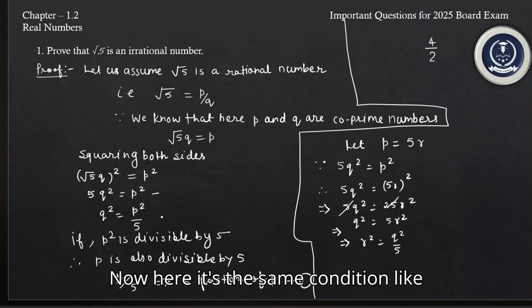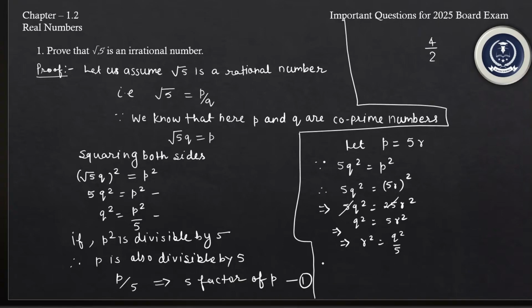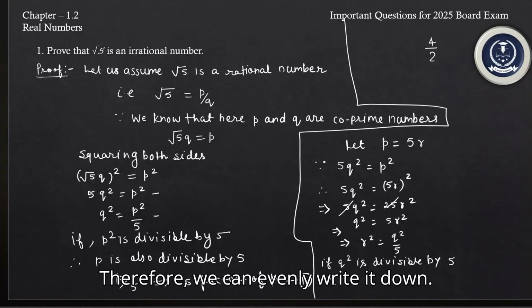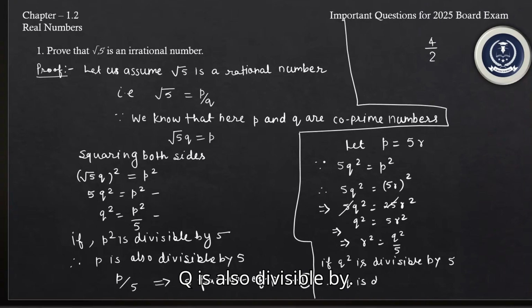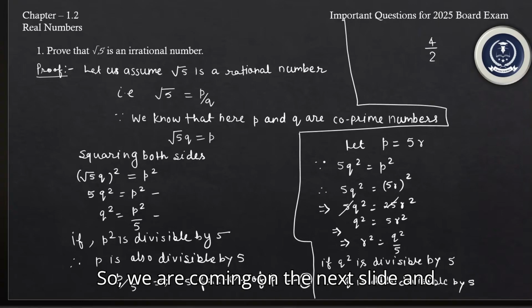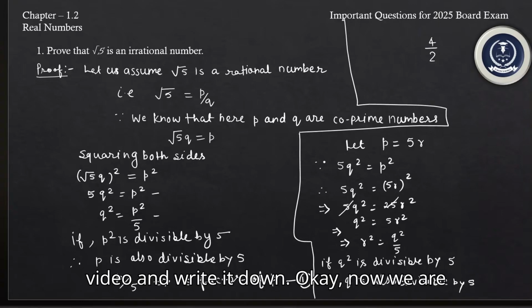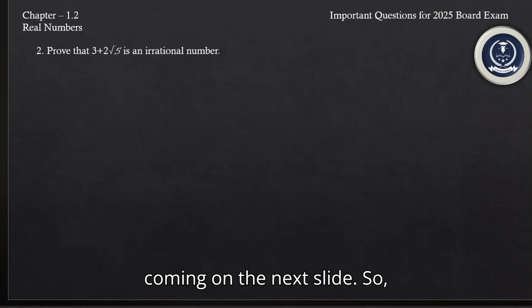Now here it's the same condition as before. Therefore, if q square is divisible by 5, we can easily write that q is also divisible by 5. So we are coming to the next slide, or you can pause the video and write it down.